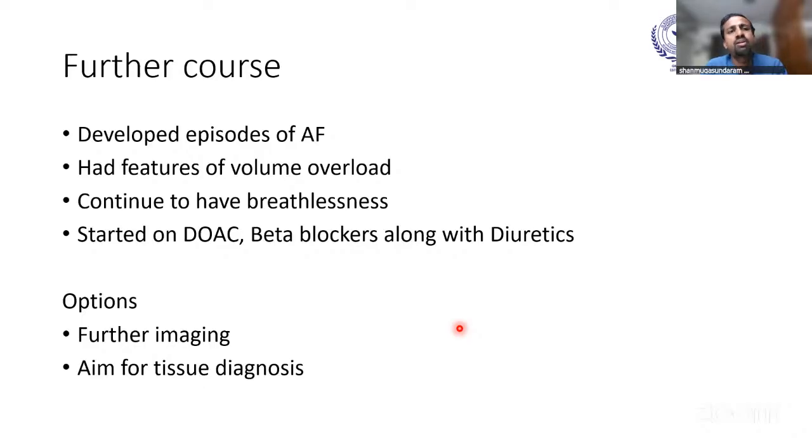Subsequently, the patient developed episodes of atrial fibrillation and had features of volume overload and continued to have breathlessness. She was started on apixaban because of atrial fibrillation and heart failure, along with beta blockers and diuretics. So we thought about whether to go ahead with further imaging or to look for a tissue diagnosis.